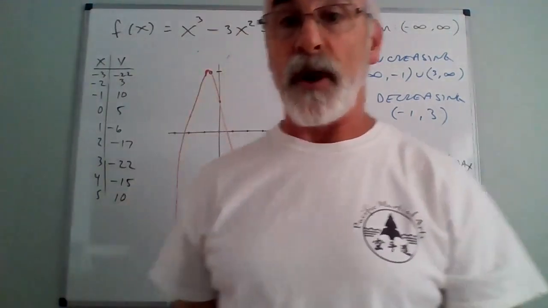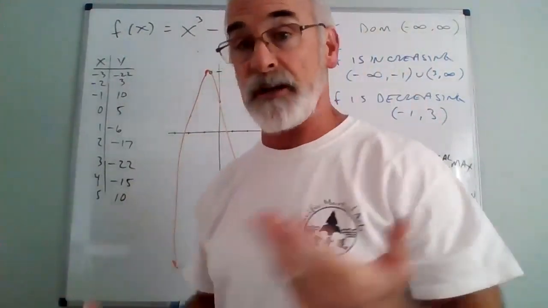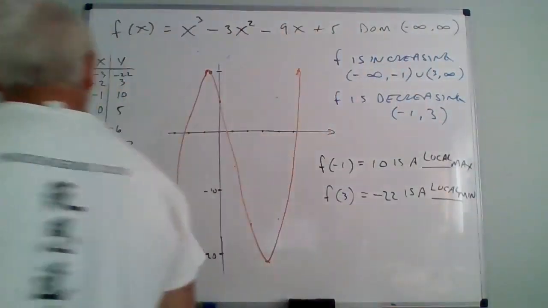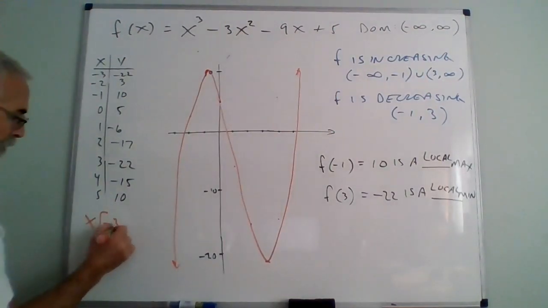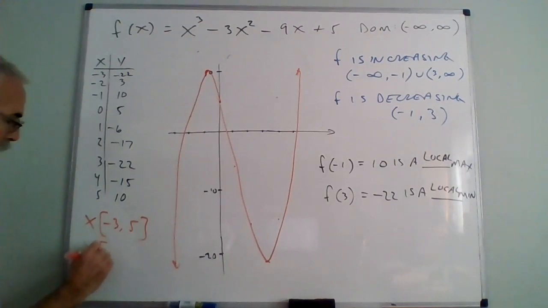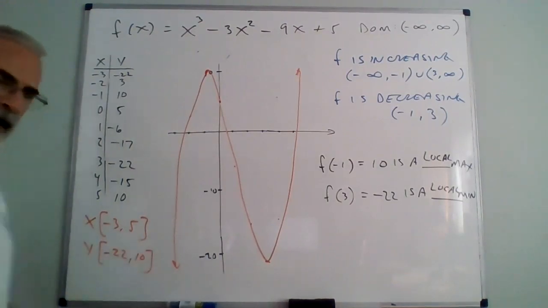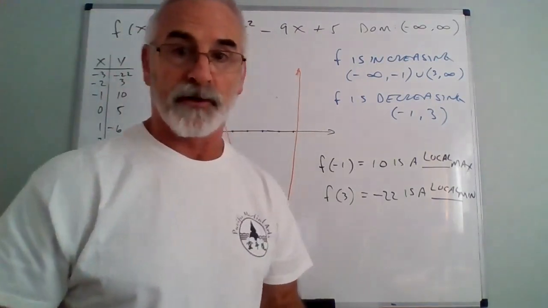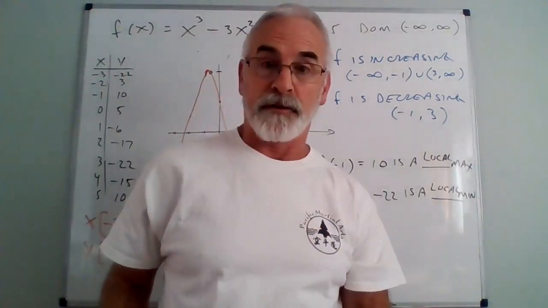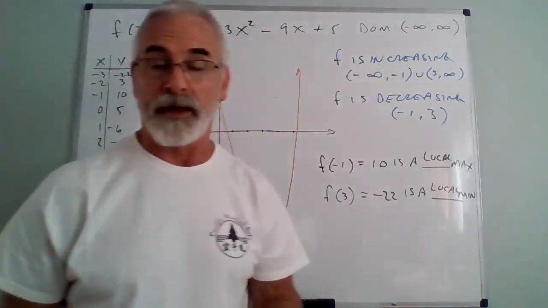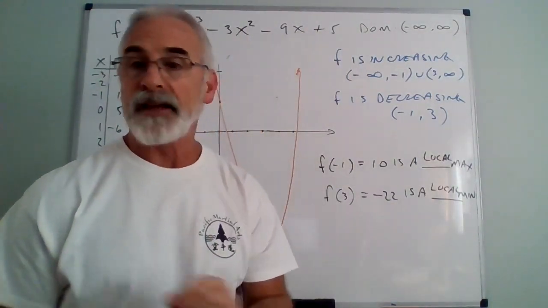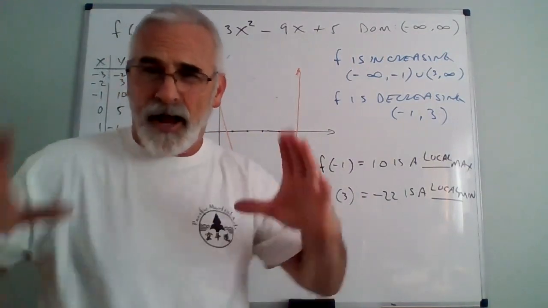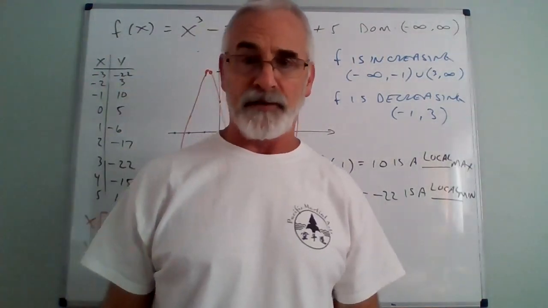If I was doing this on my graphing calculator, which is always a good idea when you're all done, to check it, my X window that I would have chosen is exactly what I just did, negative 3 to positive 5. My Y window, I would have picked negative 22 to positive 10. Whenever you're doing graphing calculator work, you always have the option of going into the window and changing it, because you always want to make the window exactly what you're interested in. I could make the window bigger, but all I'd be doing is squishing the graph, and I would lose some information.